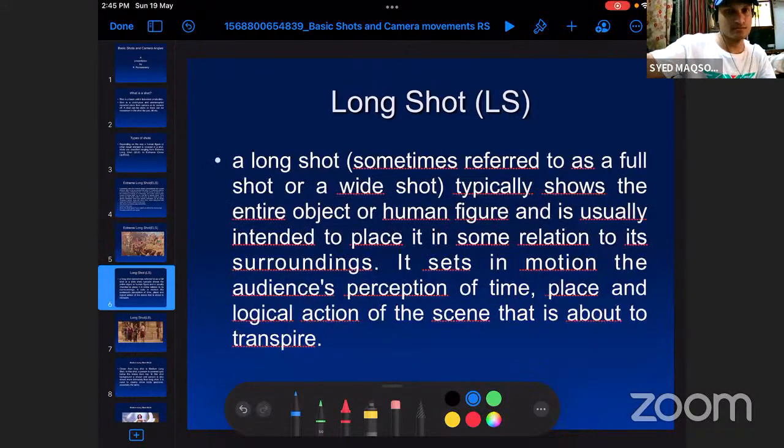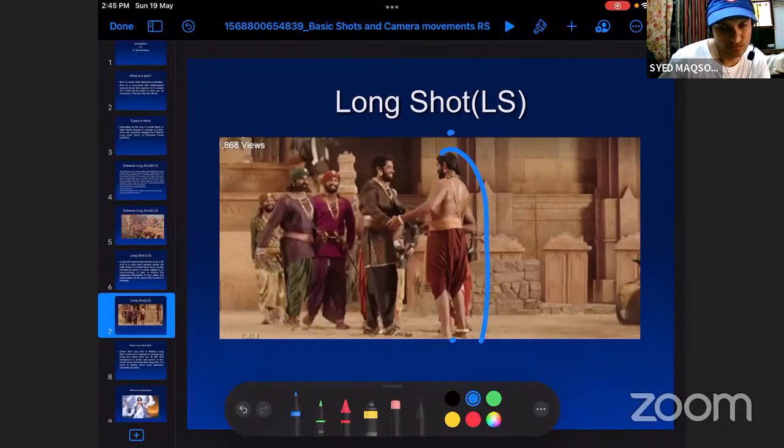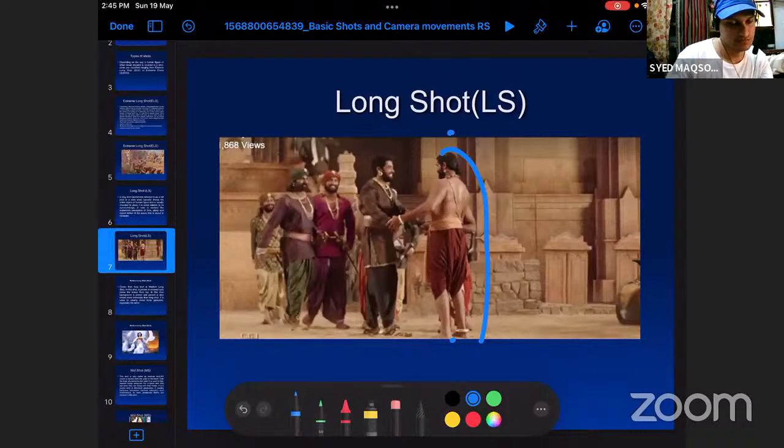The second one is the long shot. In the long shot, the location is identified and the person is in full frame. From head to toe, the full body is covered. This shot is used to identify the person as well as the location, and the importance of the location.